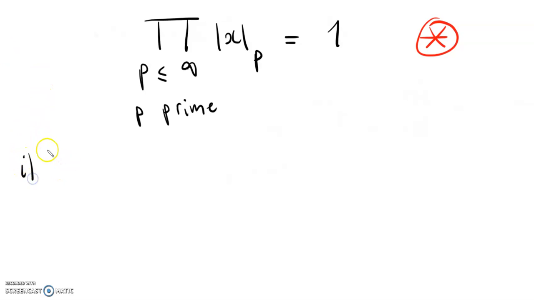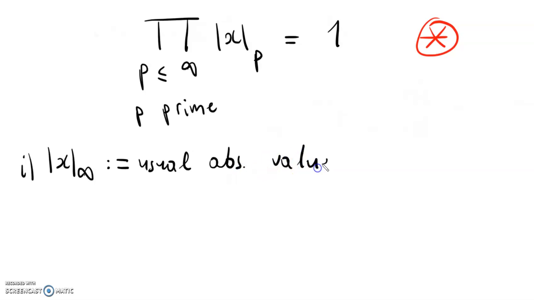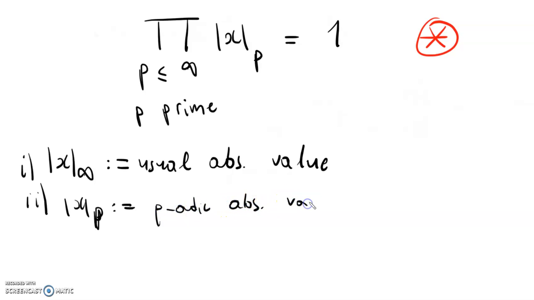Before I move on to the proof, let me make some small remarks. First of all, when I write the absolute value of x at infinity, this is just the usual absolute value. And this is, by definition, the p-adic absolute value.